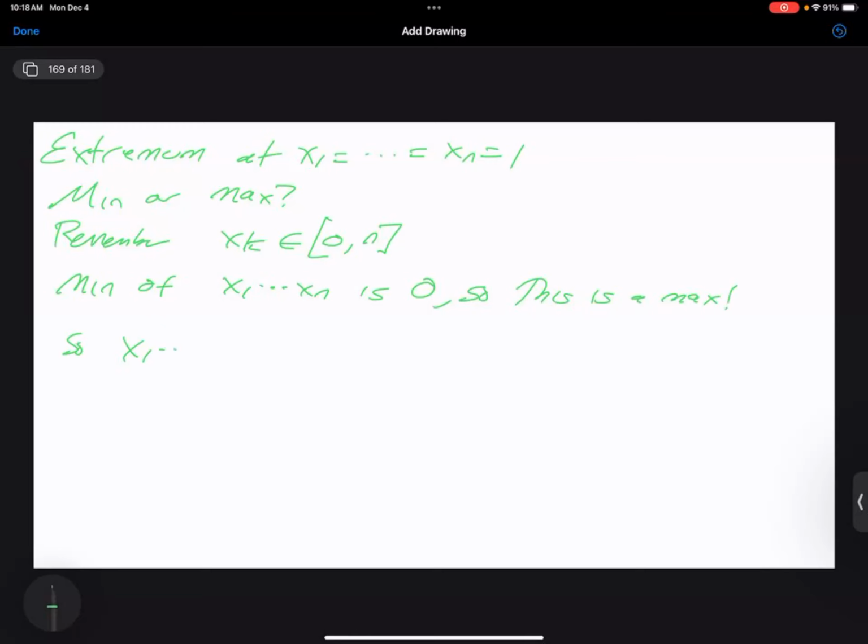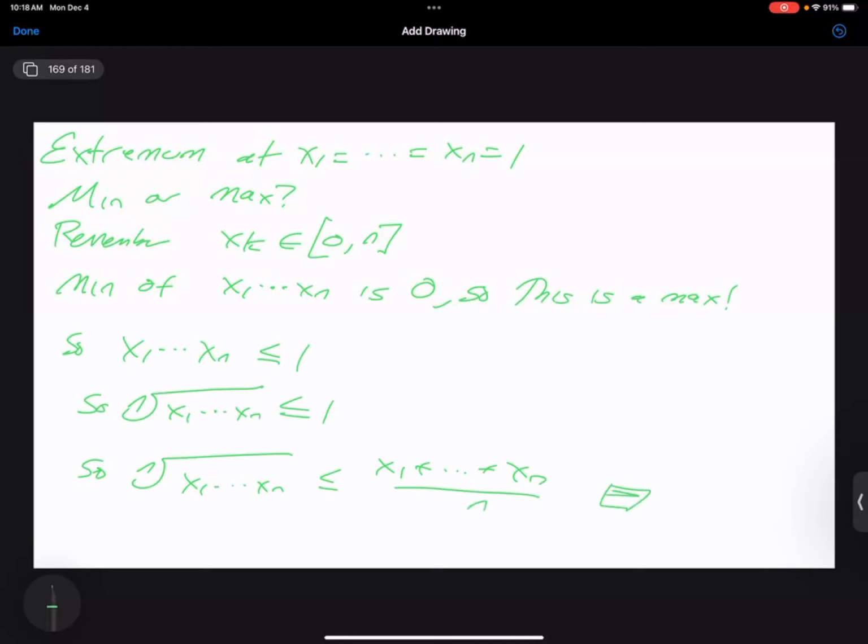So x1 through xn is always going to be less than or equal to 1. So the nth root of x1 through xn will be less than or equal to 1. So the nth root will be less than or equal to the arithmetic mean. And that finishes the proof.